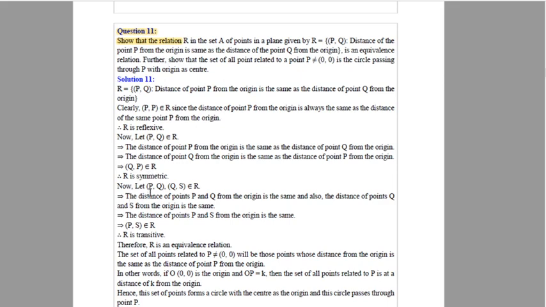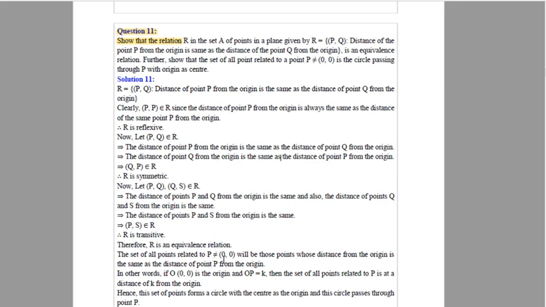Now, if we choose (P, Q) and (Q, S), then P and Q have the same distance, and Q and S have the same distance. Suppose the distance is 4 for P and Q, and Q and S also have distance 4. It means P and S are also at the same distance, so (P, S) also belongs to R. So R is transitive. Now the relation is reflexive, symmetric and transitive, so this relation is an equivalence relation.